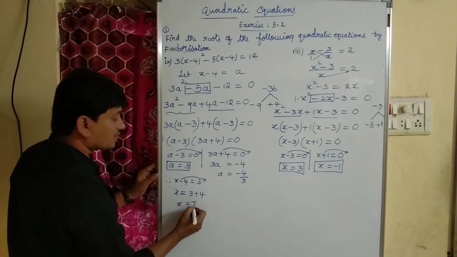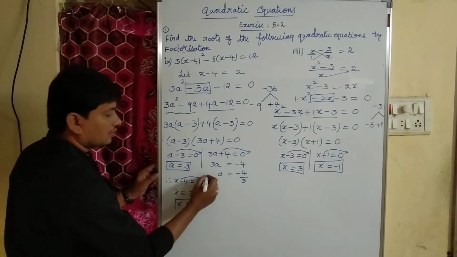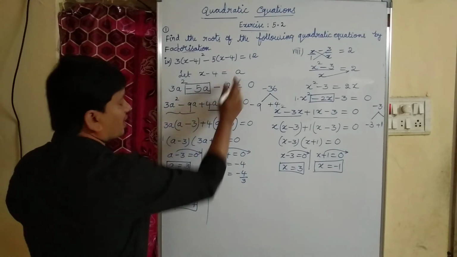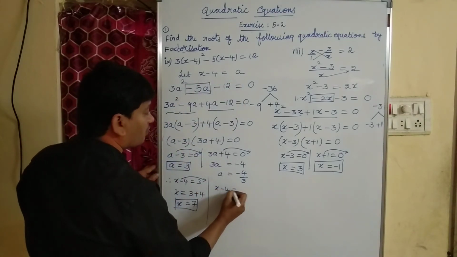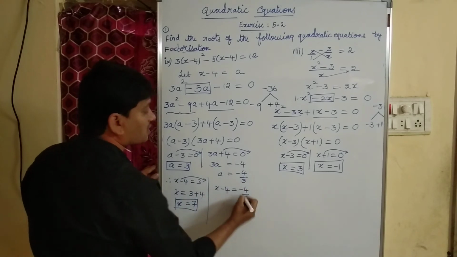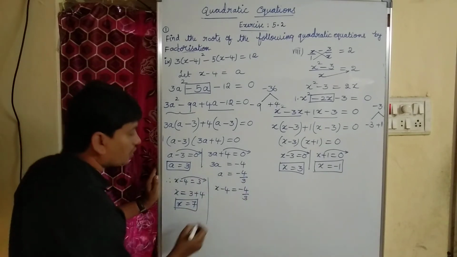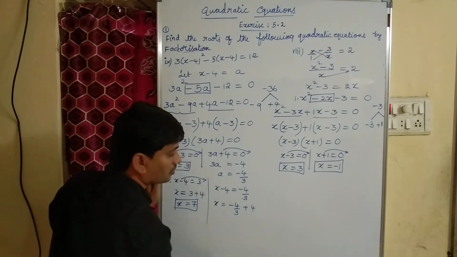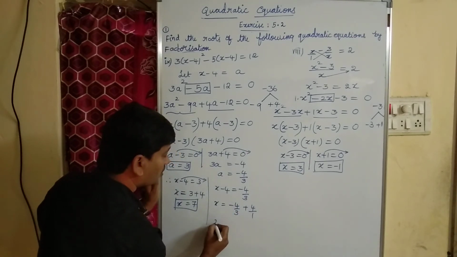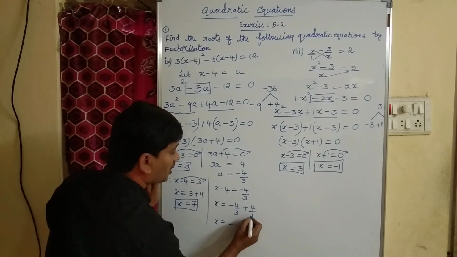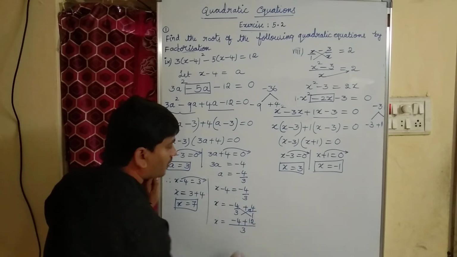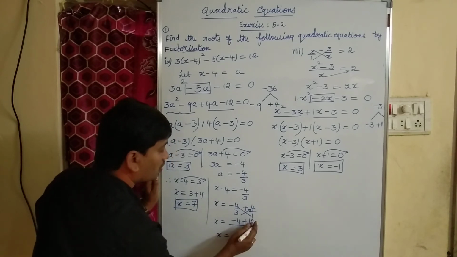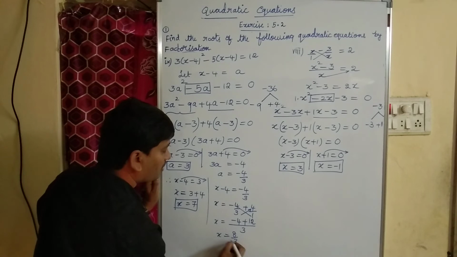So what is the value of x? x value is 7. Now the second one. Again we consider x minus 4 equal to a. What is the value of a? A value is minus 4 by 3. Minus 4 you transpose, you will get x equal to minus 4 by 3 plus 4. As nothing in the sense 1, so x equal to, LCM is 3, minus 4 into 1, minus 4, plus 3 into 4, 12. So x is equal to 12 minus 4, 8 by 3.